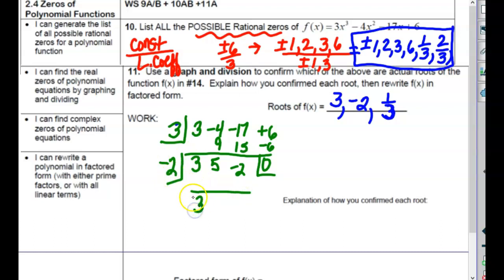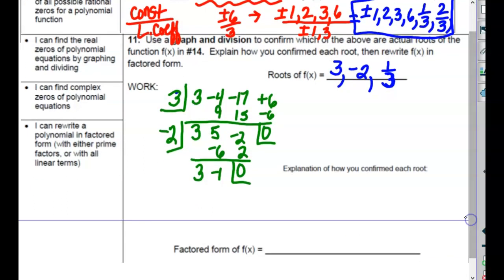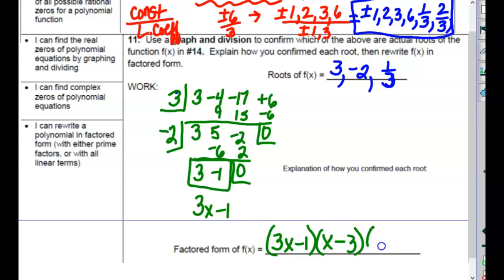Now we can bring this down, multiply, add is -1, multiply is 2, and we get 0. Now how does that write as a factored polynomial, guys? Can we just leave this? What does that mean? Doesn't that mean 3x minus 1? Does that take care of the 1/3? That was our third 0. So we'd have a 3x minus 1, an x minus 3, and an x plus 2. Everybody okay?